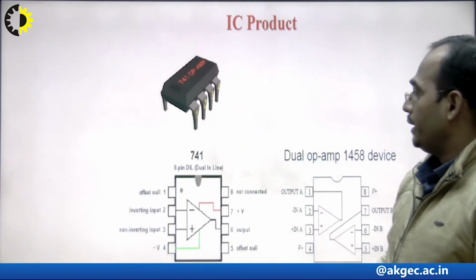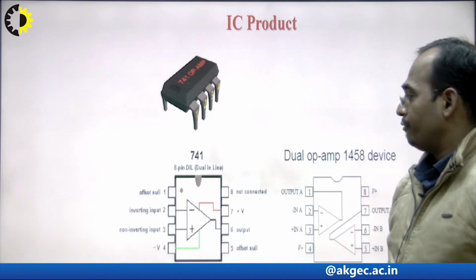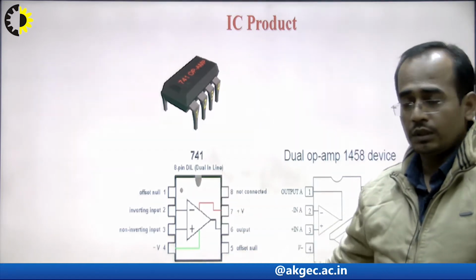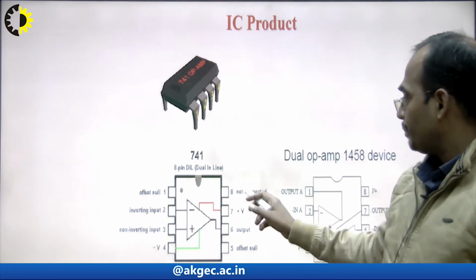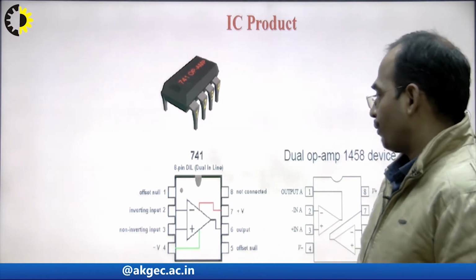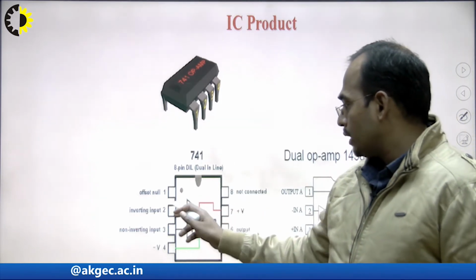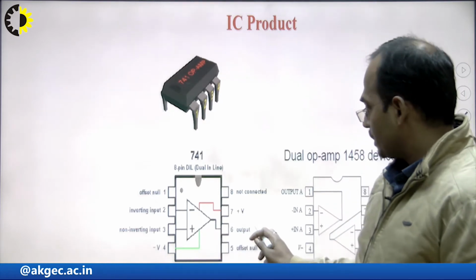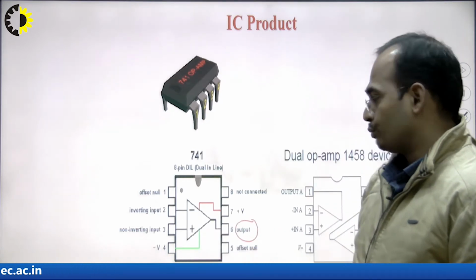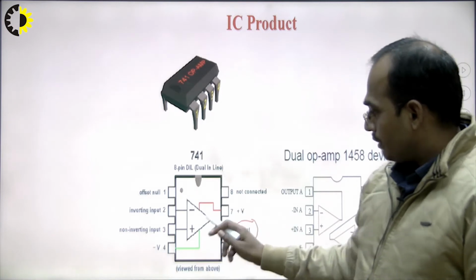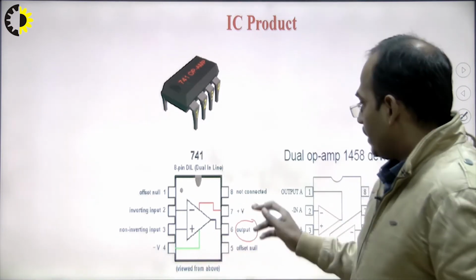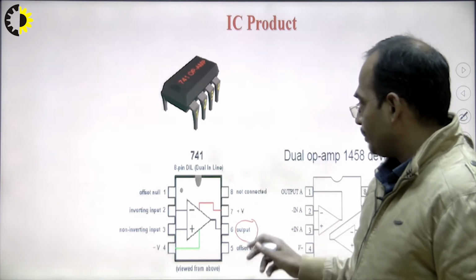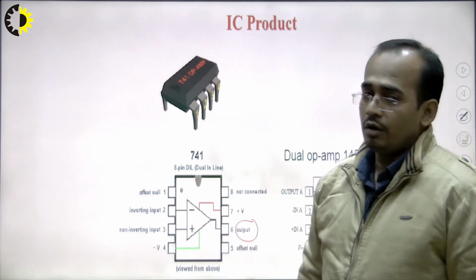This is the integrated circuit used for operational amplifiers. Here you can see that we are using 8 pins in the operational amplifier IC 741. Pin numbers 2 and 3 are used for input, and pin number 6 is used for the output. Pin numbers 7 and 4 are used for the plus VCC and minus VEE connections. Pin number 8 is not connected, and pin numbers 1 and 5 are used for offset null.